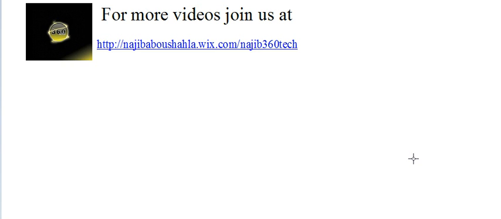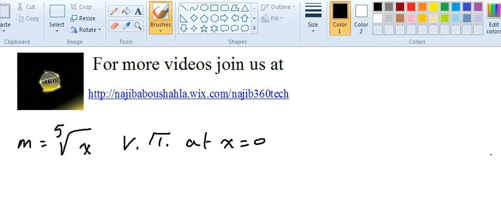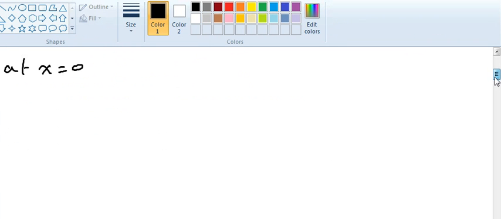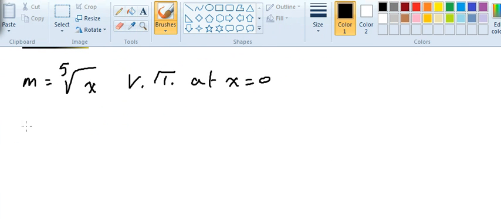Okay, show that the function given by m of x equals the fifth root of x has a vertical tangent at x equals 0. To have a vertical tangent, we have to find the derivative, right?